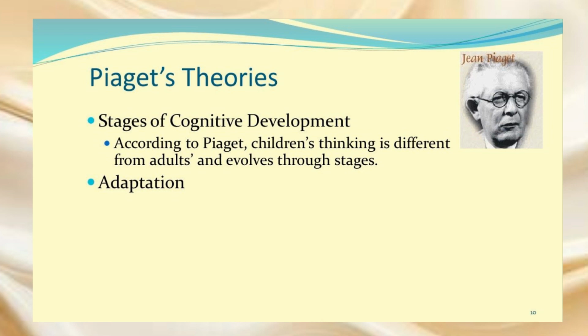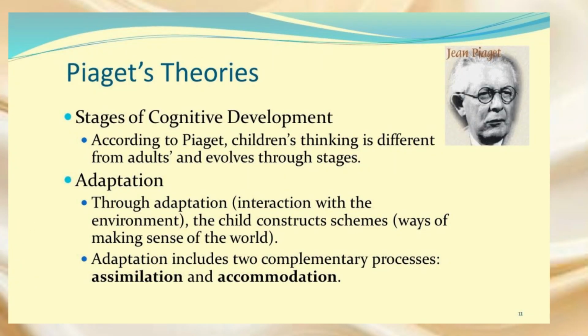He believed that children's thinking develops through direct experience with their environment. Through adaptation or interaction with the environment, the child builds psychological structures or schemes, which are ways of making sense of the world. Adaptation includes two complementary processes, assimilation and accommodation. Through assimilation, the child interprets the world in terms of his schemes.